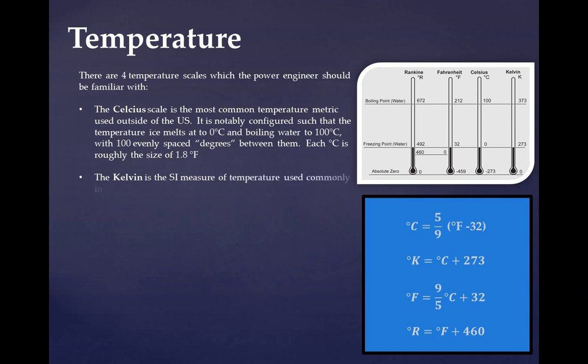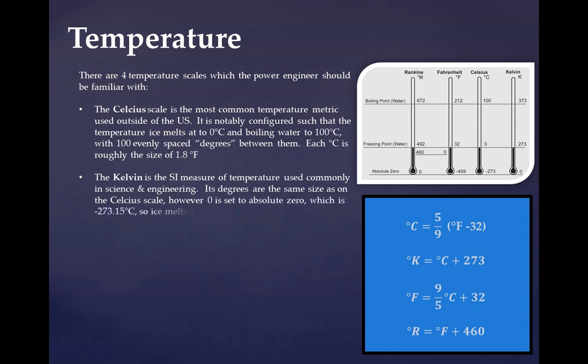The Kelvin is the SI measure of temperature used commonly in science and engineering. Its degrees are the same size as the Celsius scale's. However, 0 is set to absolute 0, which is negative 273.15 degrees Celsius. So, ice melts at 273.15 degrees Kelvin, and water boils at 373.15 degrees Kelvin.